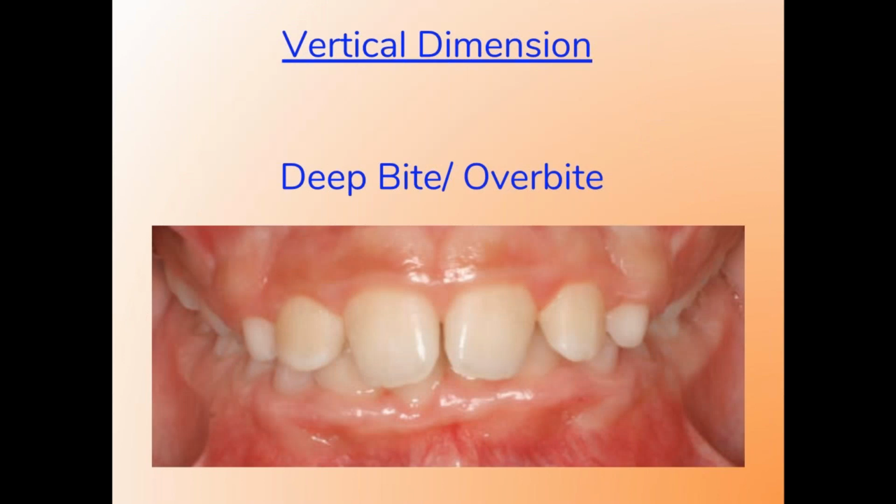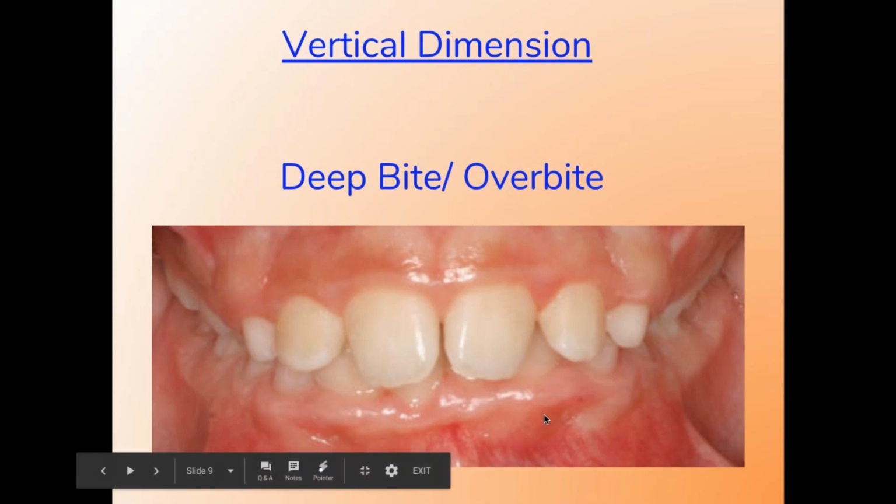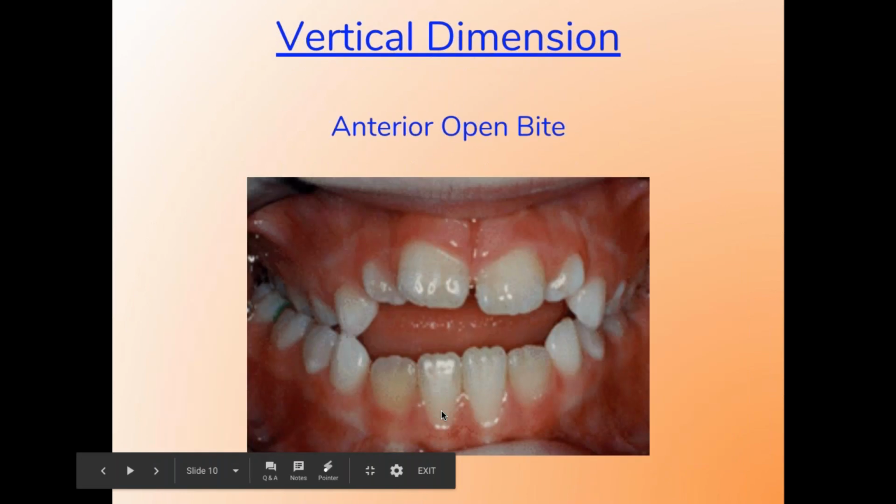So this is what we call a deep bite or an overbite. So ideally, when you think about that lid of a box, the upper teeth should only overlap the lower teeth by a couple of millimeters. And in a deep bite or overbite, they overlap more than a couple millimeters, and sometimes, as in this case, almost all of the way, so you don't see any lower teeth.